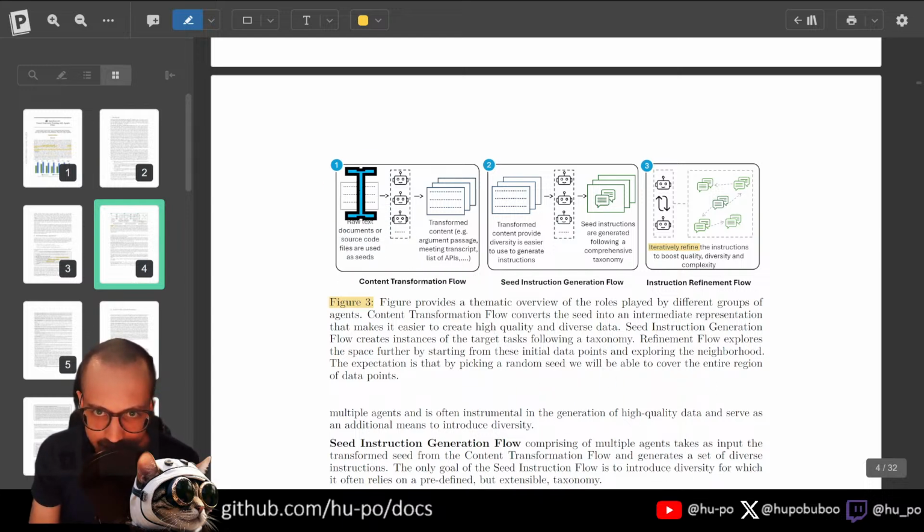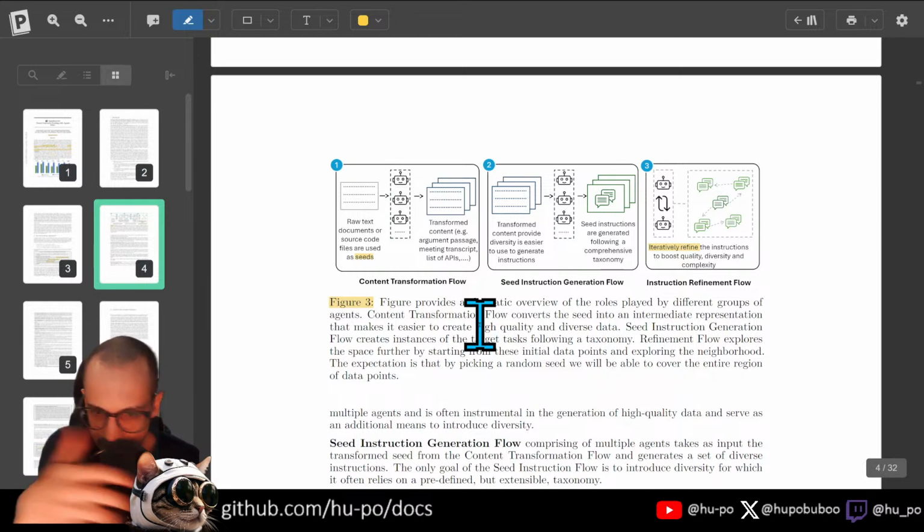So you start from raw text documents or source code files that are used as seeds, right? And the use of the word seed there is the same as the word seed in a random seed, right? A random number generator needs some kind of seed which provides the initial randomness that you then use to create the random number generator and start that process.